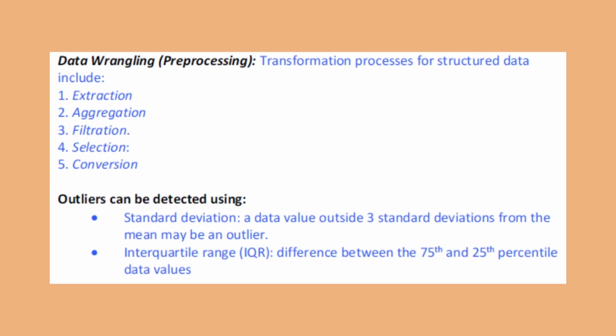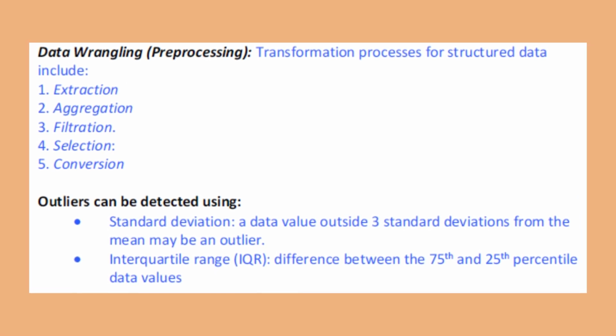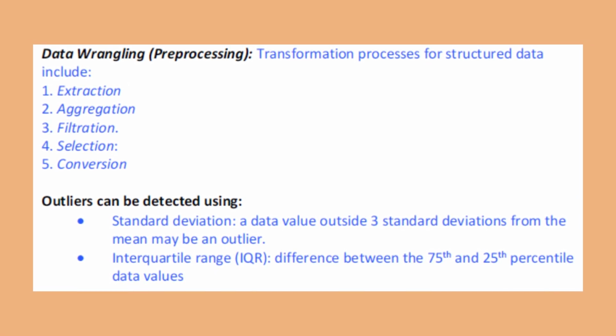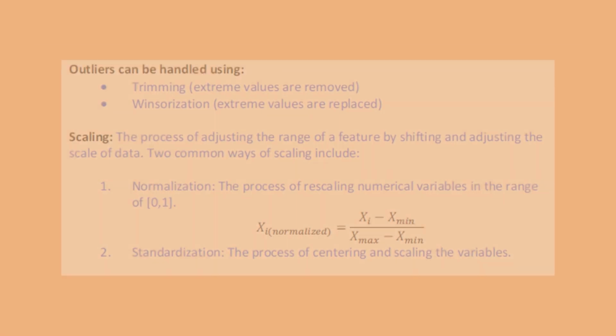Data wrangling, pre-processing transformation processes for structured data, include: 1. Extraction. 2. Aggregation. 3. Filtration. 4. Selection. 5. Conversion. Outliers can be detected using standard deviation. A data value outside 3 standard deviations from the mean may be an outlier. Interquartile range, IQR, is the difference between the 75th and 25th percentile data values.